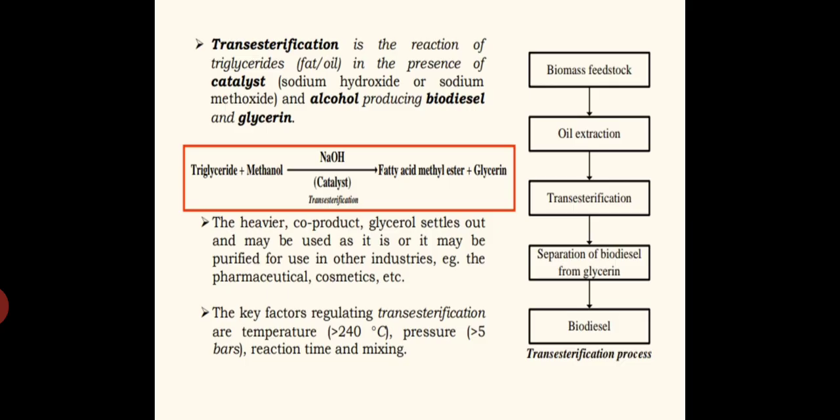So the chemical reaction is triglyceride plus methanol with catalyst NaOH, and the process known as transesterification gives finally fatty acid methyl ester plus glycerin. That fatty acid methyl ester is nothing but the biodiesel. The heavier co-product glycerol settles out and may be used as it is, or it may be purified for use in other industries, for example the pharmaceutical and cosmetics, etc.